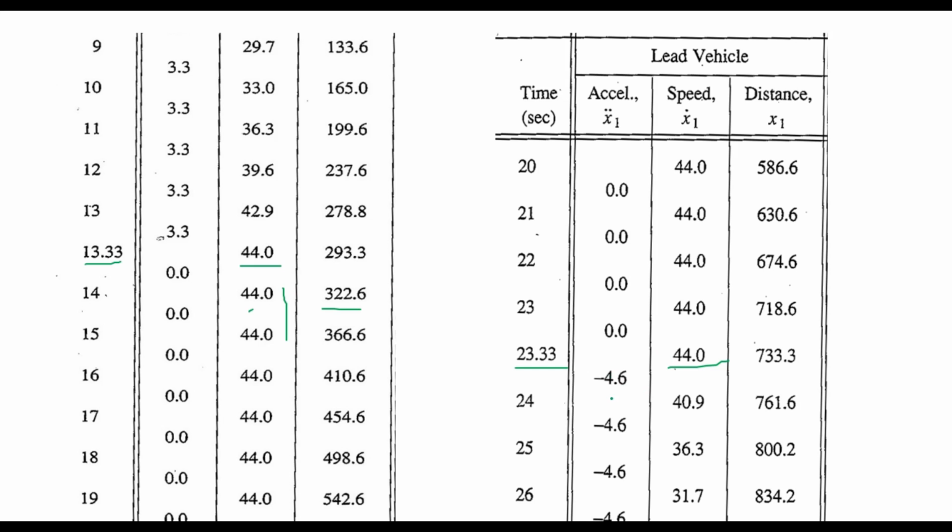And after that you have a deceleration rate. So speed will decrease by 4.6 every second, and you will have distance increasing at a constant rate. Now this is the trajectory of the lead vehicle, and it will continue until the vehicle comes to a stop position, that is when the speed becomes 0, and that will happen at time t equal to 32.89 seconds, and the total distance traveled by this vehicle will be 943.4 feet.